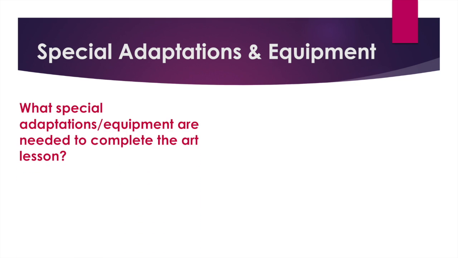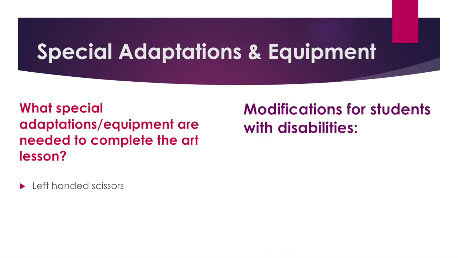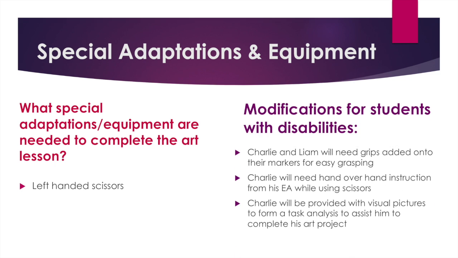What special adaptations and/or equipment are needed to complete the art lesson? So for neurotypical students, we have left-handed scissors. And for students with disabilities, Charlie and Liam will need grips added onto their markers for easy grasping. Charlie will need hand-over-hand instruction from his educational assistant while using scissors. Charlie will be provided with visual pictures to form a task analysis to assist him to complete his art project.